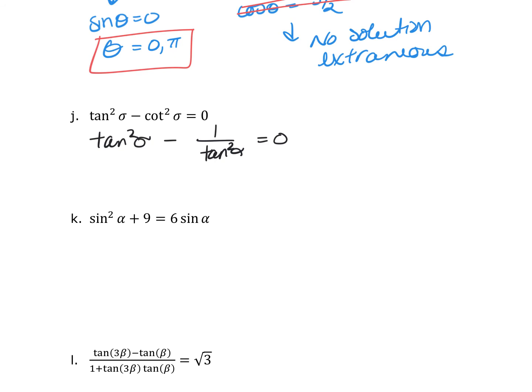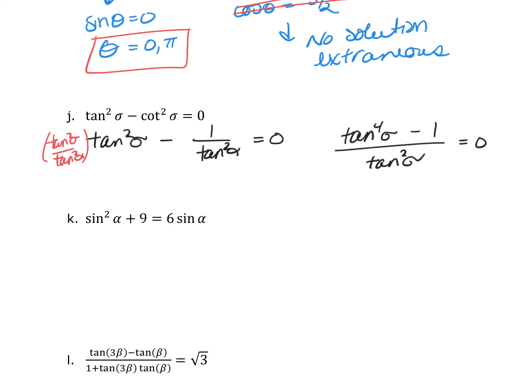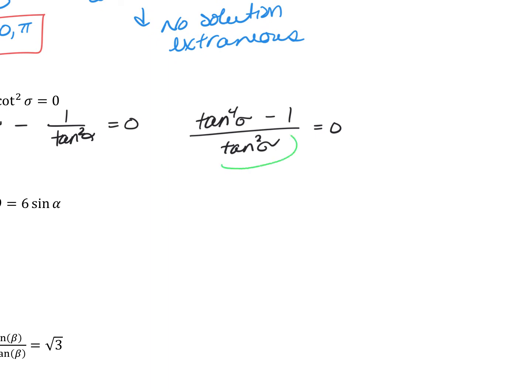Now I have everything in terms of tangent. I'm going to go ahead and make this a single fraction, so I'm going to multiply this term by the tangent squared sigma over the tangent squared of sigma, so I can have a common denominator. So I'm going to get the tangent to the 4th sigma minus 1 over the tangent squared sigma is equal to 0. Now I happen to know that that is never going to be 0 because it's in the denominator. So that won't even be a part of the solution.